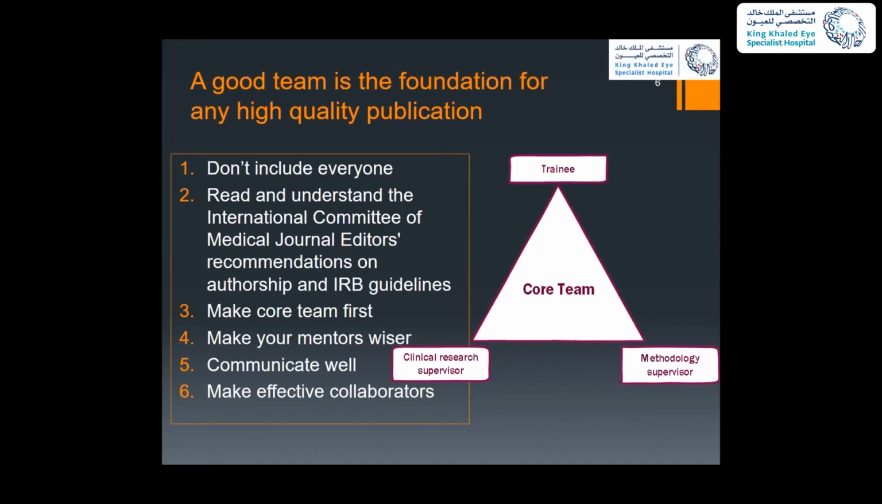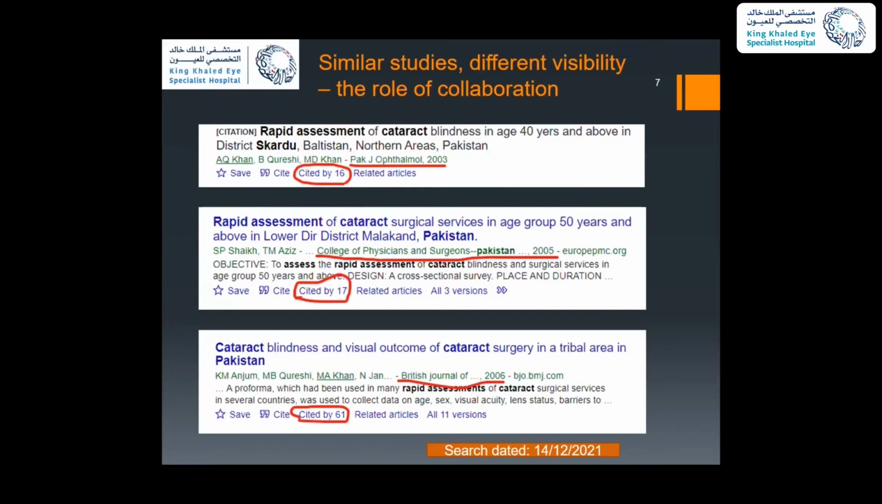I'll give you an example of how collaboration really helps. This is an example of 3 studies published. They're similar studies, the rapid assessment of cataract blindness study. They looked at cataract blindness in 3 districts across Pakistan. And the first 2 did not involve a collaboration. And the 4th one, and you can see the visibility.